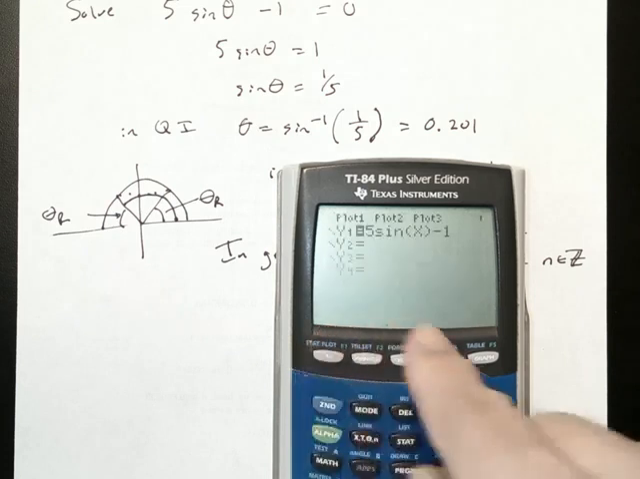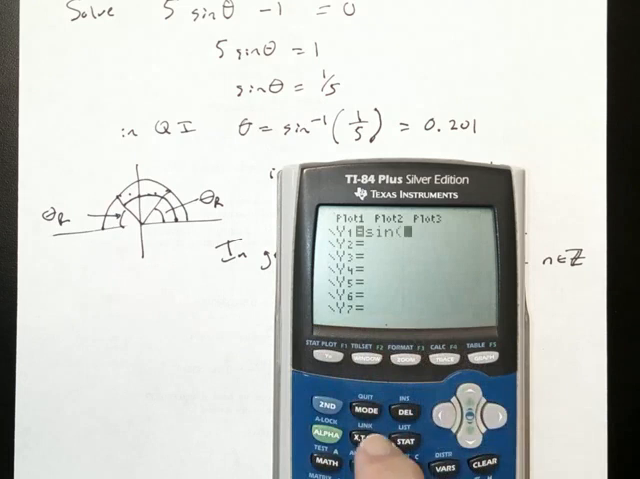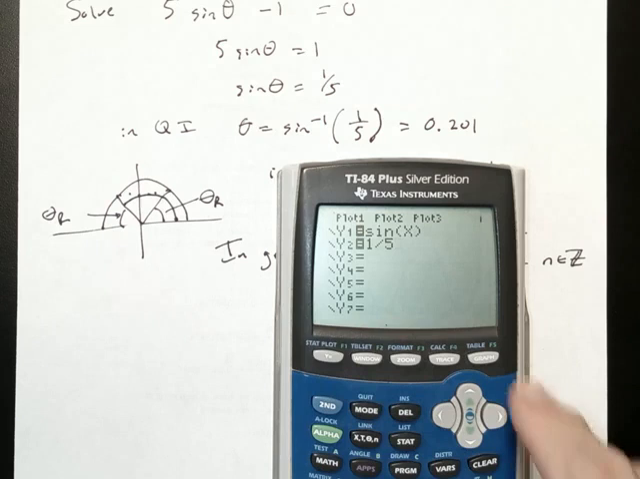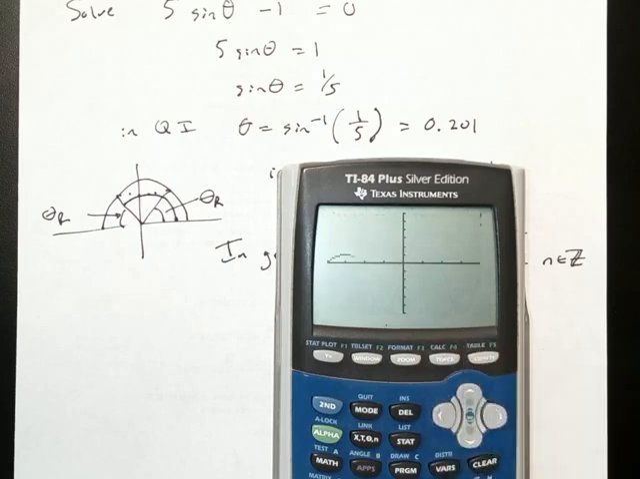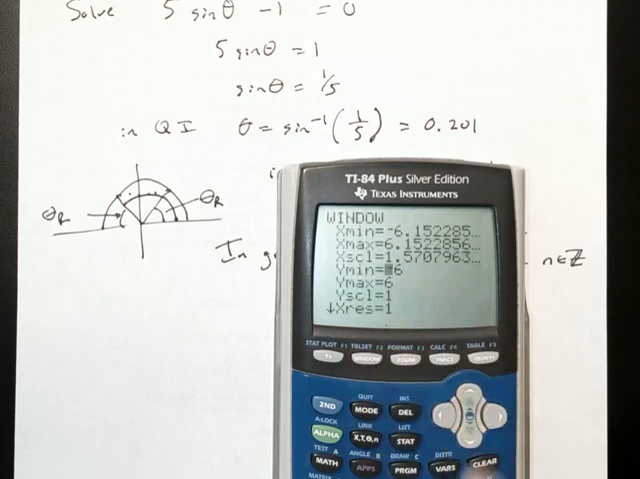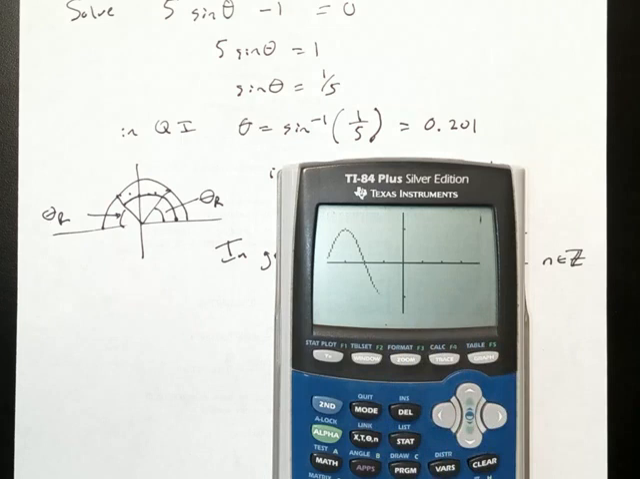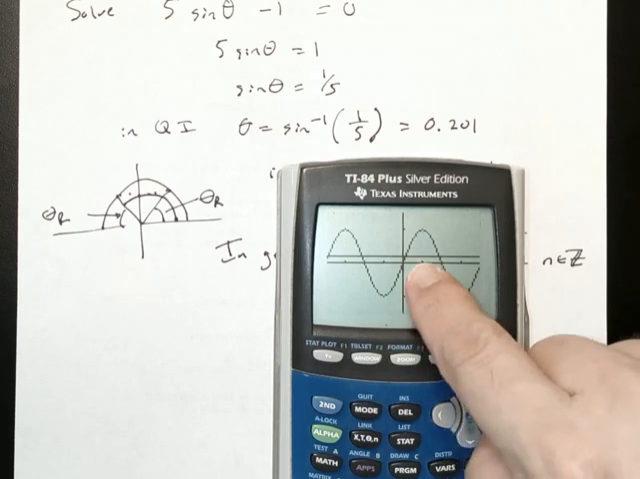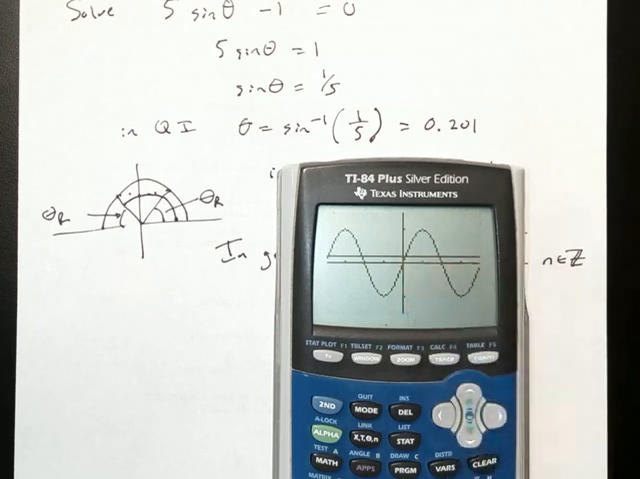And if I'd done it the other way around, sine x and 1/5, it's going to be a lot smaller. Probably have to change that Y. I see the same crossing points. Let me change the window so we can see a little better. There's my sine curve. There's the 1/5, but now I can do the calculate intersect version.